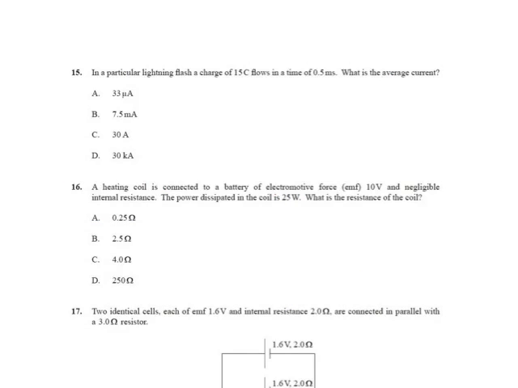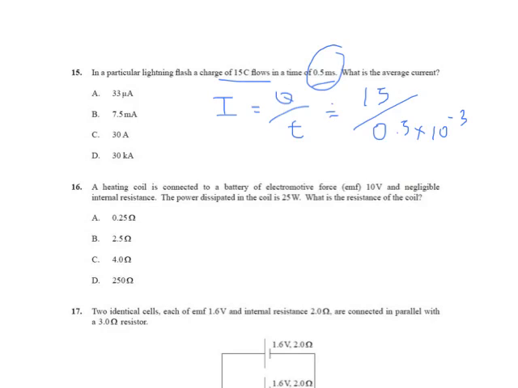Question 15. In a particular lightning flash, a charge of 15 coulombs flows in a time of 0.5 milliseconds. Careful with units, I can see what's coming. What is the average current? Well, the definition of current is charge over time. So if we work that out, we've got 15 divided by 0.5 times 10 to the minus 3. Don't forget that. So we end up with 30,000 or 30 kA, which is a huge amount, but it is a lightning flash.